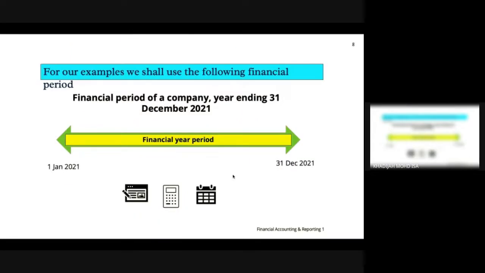Okay. For our example, we shall use the following financial period. We have a financial period of a company year ending 31st December 2021. So the financial year starts from 1st January 2021 to 31st December 2021. Is that clear? Yeah, so we have a 1 year financial period starting from 1st January to 31st of December.